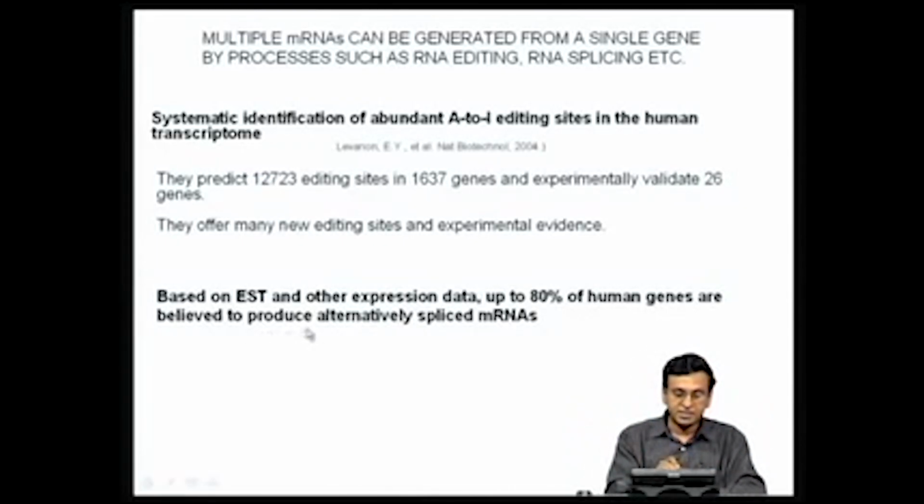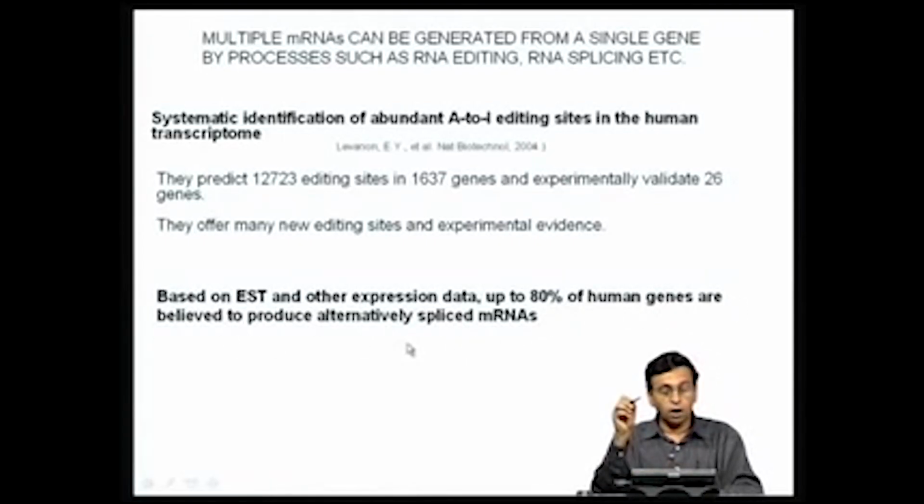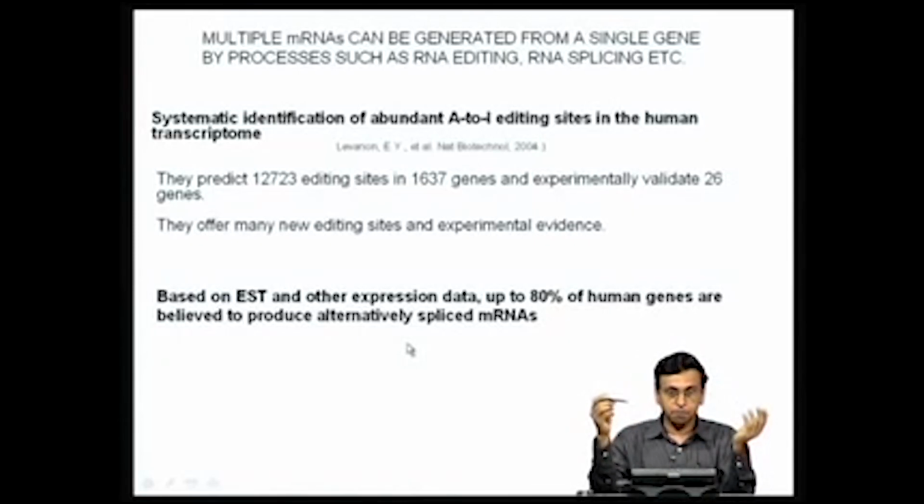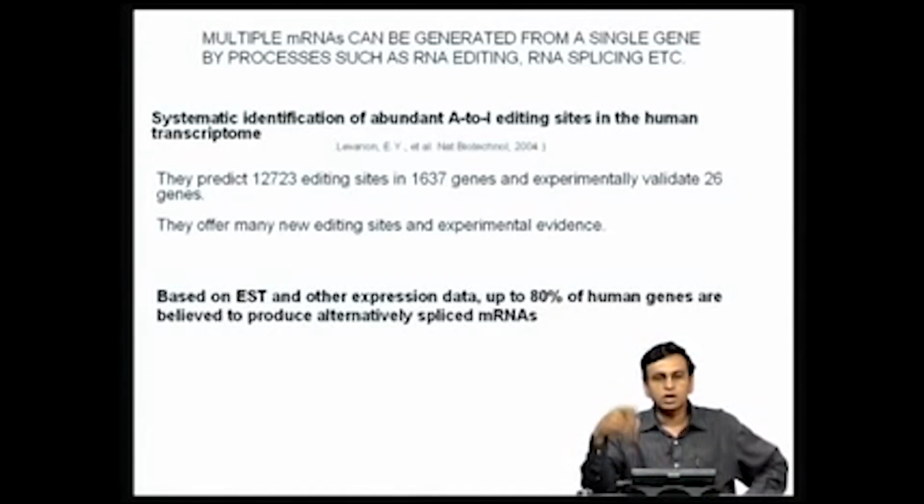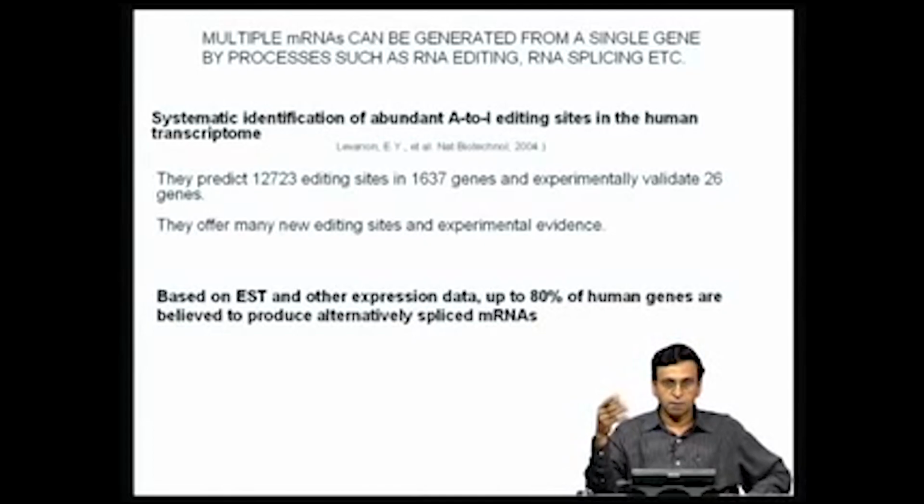In fact, based on the EST and other expression data, it is now predicted that up to 80% of human genes are believed to produce alternatively spliced messenger RNA. See, when the human genome sequence or mouse genome sequence was published, and people realized that it contains only 30,000 or 50,000 genes, people were surprised. But you can see that by these kinds of post transcriptional mechanisms you can generate a lot more proteins and a lot more messenger RNAs, and therefore from one gene you can always generate multiple messenger RNAs and multiple proteins.